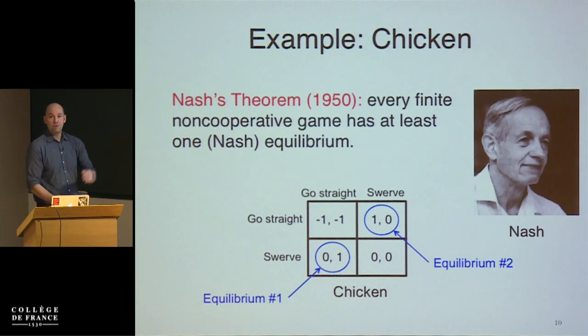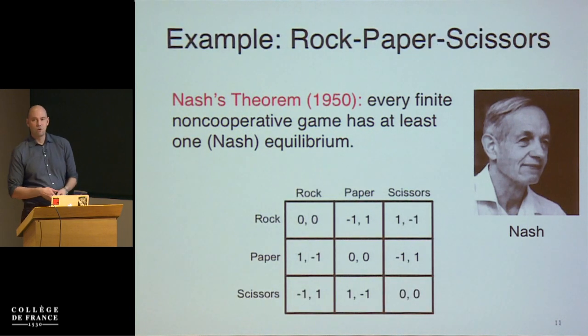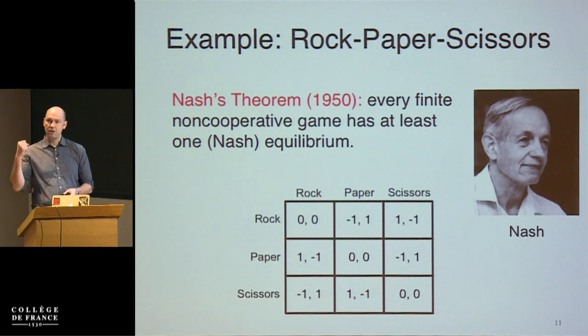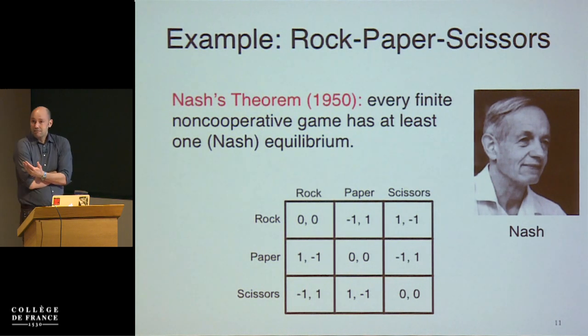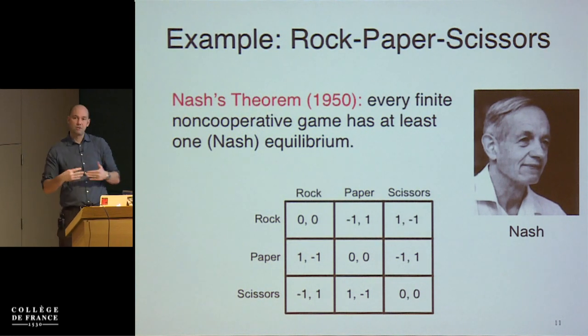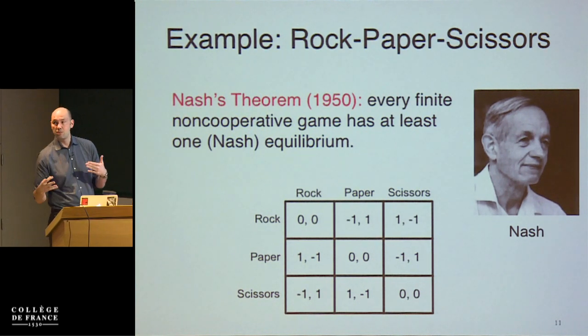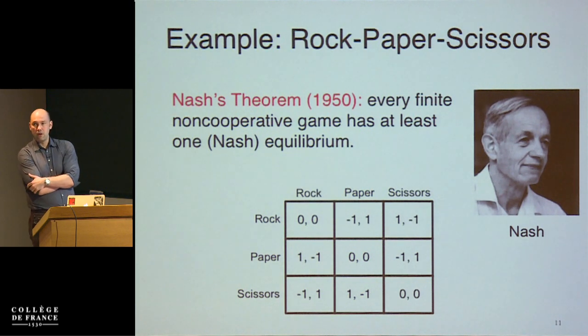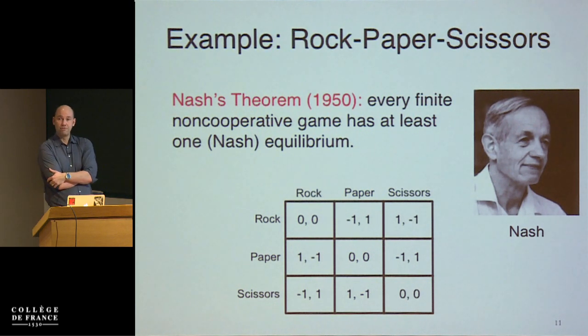Another familiar example would be rock, paper, scissors, or Rochambeau. So I think you all know the rules, right? Paper covers rock, rock smashes scissors, scissors cuts paper. So this again, we can summarize as a matrix, this time a 3x3 matrix, because each of the two players has 3 available actions. If there's a draw and they pick the same action, then they both get payoff 0. Otherwise, the winner gets a payoff of 1 and the loser a payoff of -1.